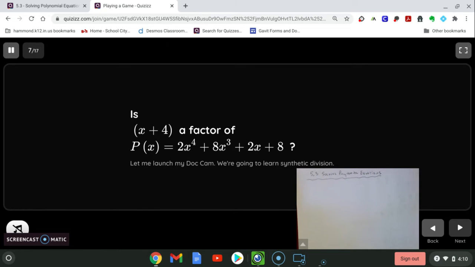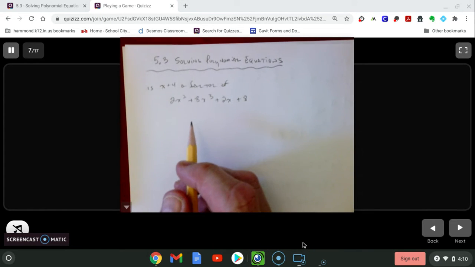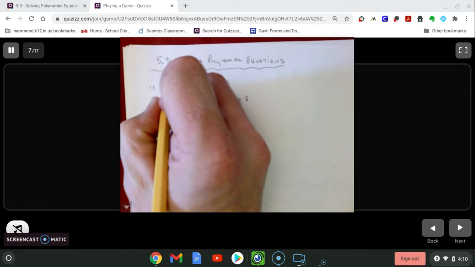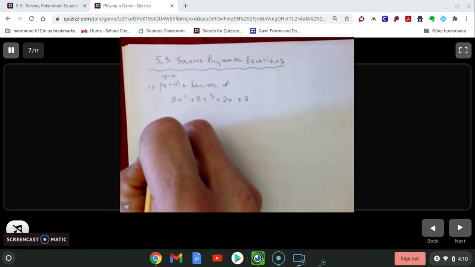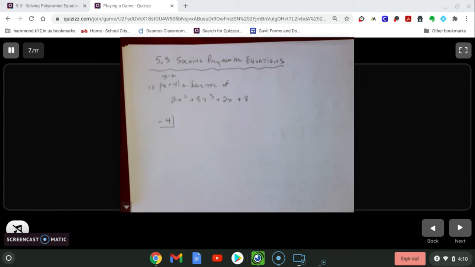So we want to think about this: is x plus 4 a factor of this polynomial, 2x to the fourth plus 8x to the third plus 2x plus 8? So how would we know? We're going to go ahead and test it using synthetic division. So we recall that we have x minus h, right? So if I have x plus 4, that tells me h is negative 4. So I'm going to put that in my box.